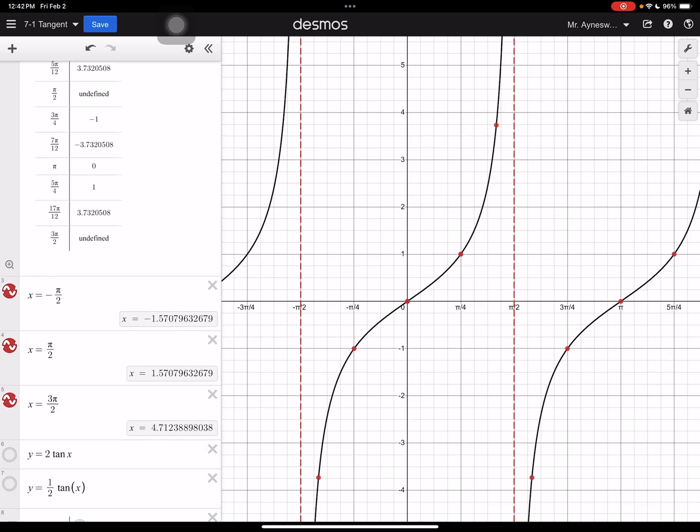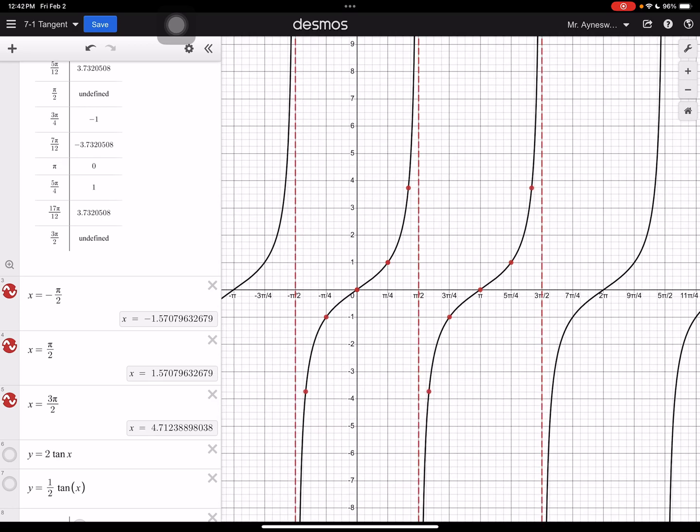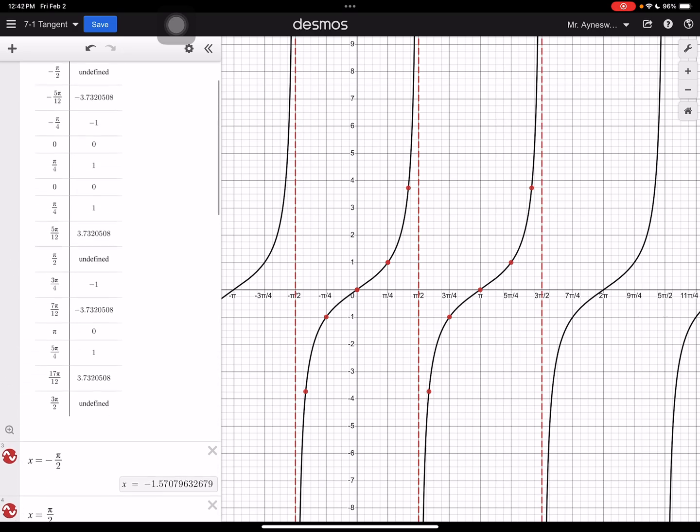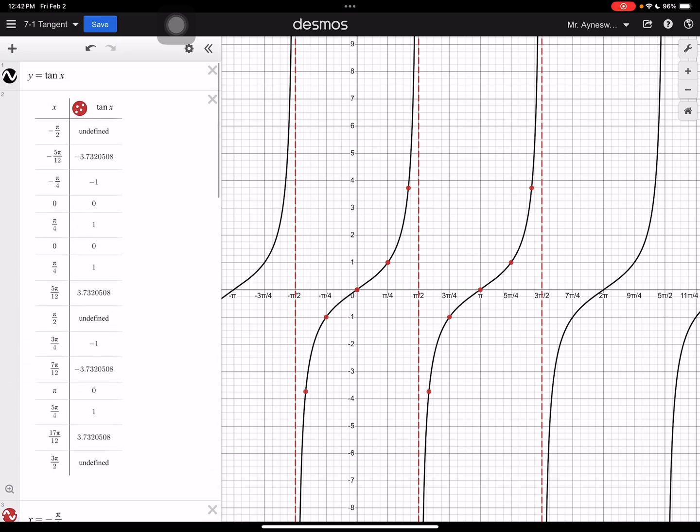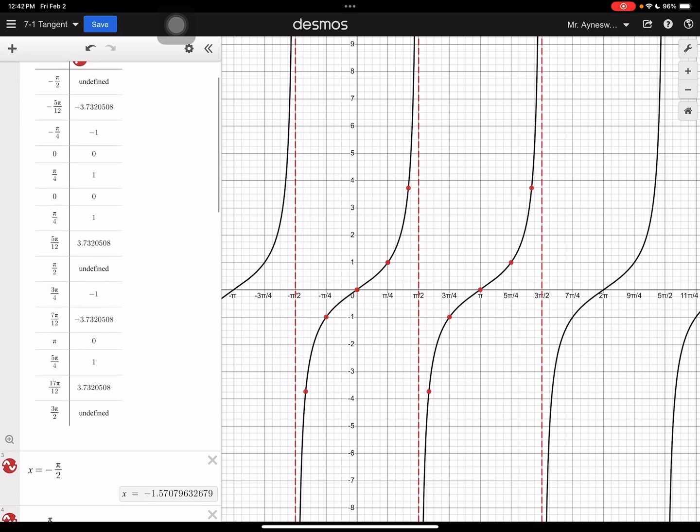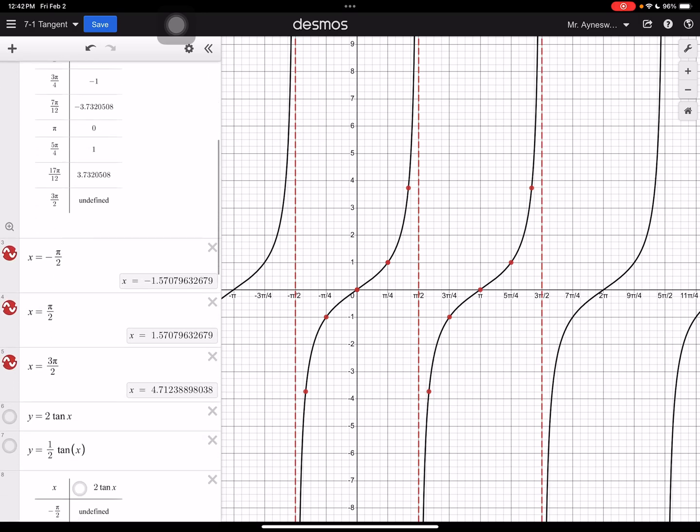You may not. One of the things that you need to do is figure out where this function is undefined, and it basically tells you up here in the table. So it's undefined at negative pi halves, at pi halves, and 3 pi halves. Wherever it's undefined is what's called a vertical asymptote. So I want you to enter these vertical asymptotes in. Type in x equals negative pi halves, and then x equals pi halves, and then 3 pi halves.